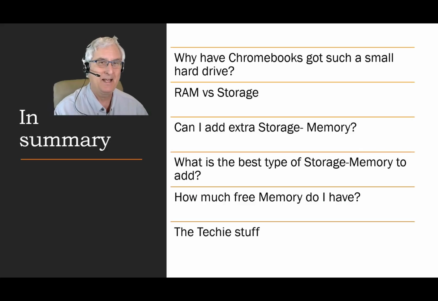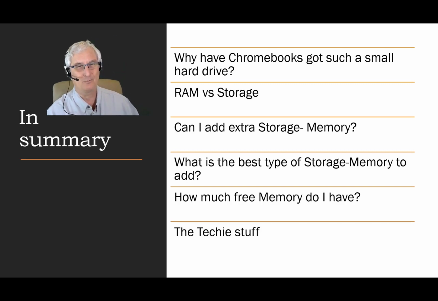So in summary, we've talked about why Chromebooks have small hard drives. We talked a bit about RAM versus storage memory. We talked about how you could add extra storage to your Chromebook. We talked about how you find out how much memory you have available on your hard drive. And then we talked about some of those new M.2 drives that are going to be coming into Chromebooks.